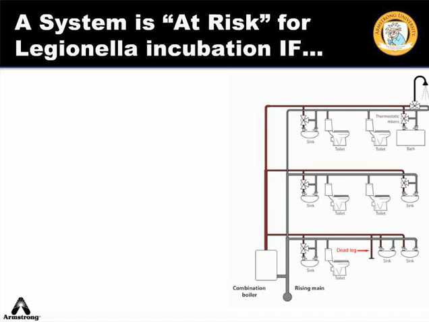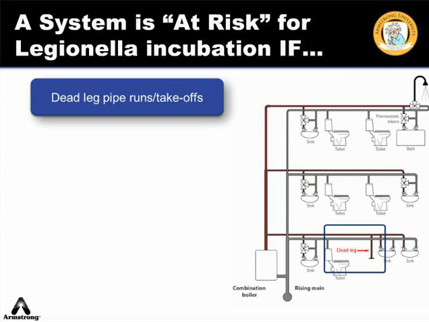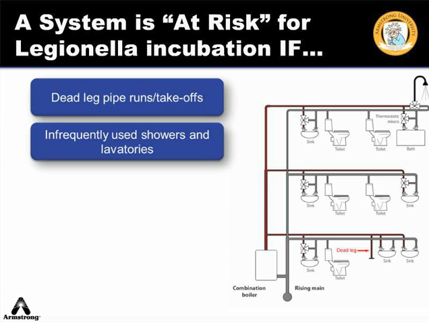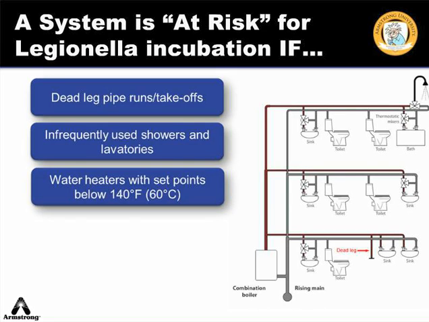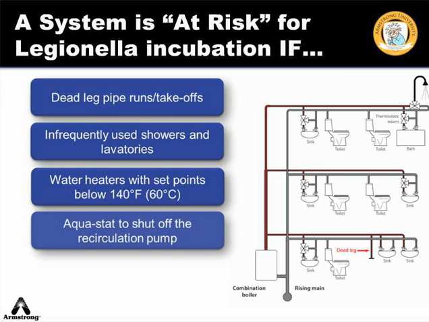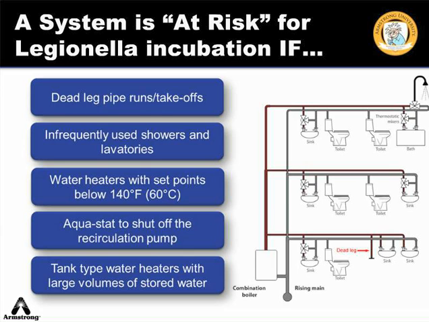A domestic hot water system is at risk for Legionella incubation if any of the following have occurred: dead leg pipe runs or takeoffs from the central recirculating hot water loop to remote points of use, individual showers and lavatories which have infrequent operation for extended periods, water heaters with set points below 140 degrees Fahrenheit or water temperatures which fall below 122 degrees Fahrenheit at any point in the circuit before draw-off, an aquastat to shut off the recirculation pump to either save energy or as a safety measure if the recirculating hot water system exceeds a preset temperature, and tank-type heaters, which offer conditions for the bacteria to colonize and multiply within the system.